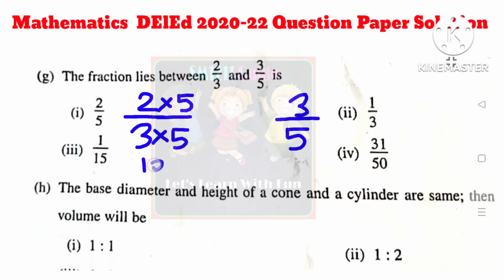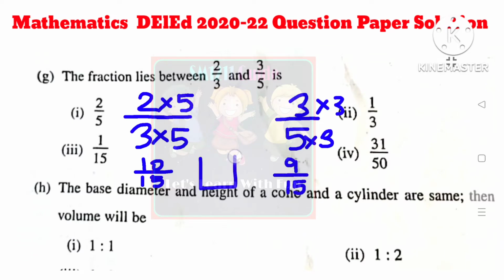We are getting this fraction as 2 into 5, that is 10 by 15. Now similarly here, if we multiply the denominator by 3, we will get 15. So here the final fraction is 9 by 15. So you need to find a fraction which is in between 10 by 15 and 9 by 15. So the first option is 2 by 5.